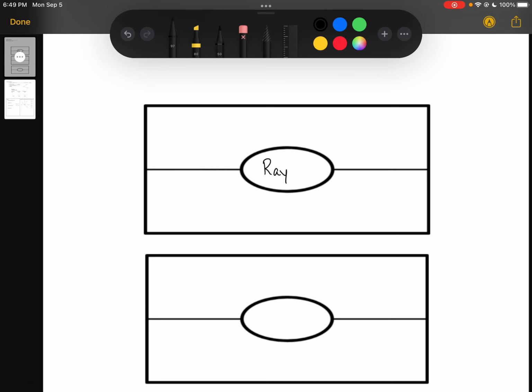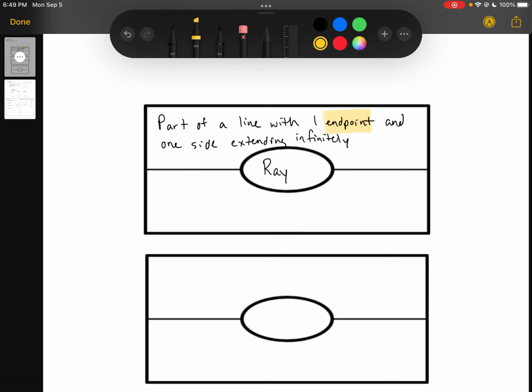Our first definition here is ray. And a ray is a part of a line with one endpoint and one side extending infinitely. So a couple of key things to note for this definition: endpoint and infinitely.